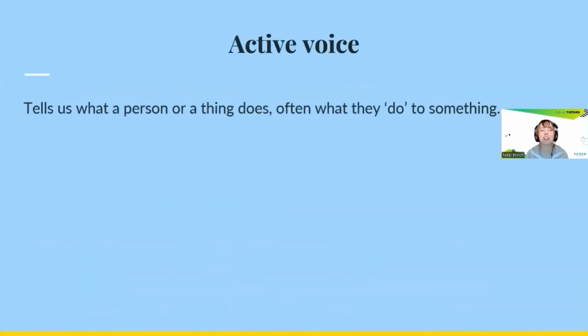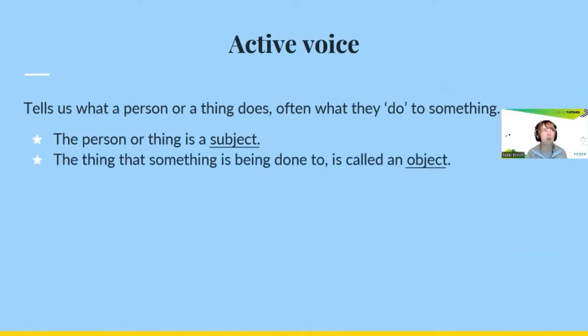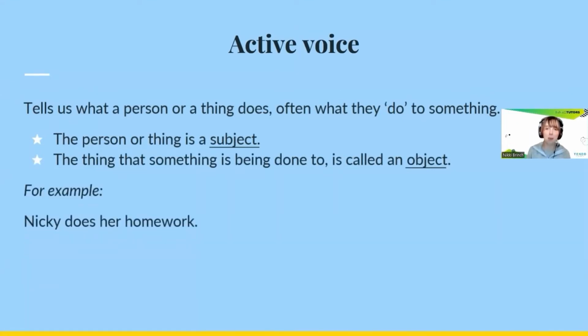Active voice tells us what a person or thing does. Quite often they're doing an action to something else. So the person in an active voice sentence is the subject. The thing that they are doing something to is the object. For example, here, Nikki, which is me, I am doing my homework. I am not chewing my homework or throwing it away. I'm actually doing it. So I am doing an action. I am the subject. The thing that I'm doing an action to, my homework, that is the object.